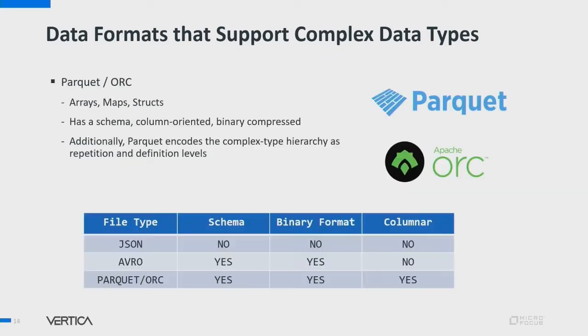And apart from row-oriented file formats, we have Parquet and Orc that are column-oriented as well that support complex data types. So they support arrays, maps, and structs or rows. And they slightly differ in the way they encode the complex metadata or the hierarchy. Parquet uses repetition and definition levels that are derived from Dremel to represent the hierarchy. Orc has another encoding mechanism. The table here essentially summarizes the features or properties of these file formats. JSON, Avro are both row-oriented. Avro has a schema and has a binary representation, and Parquet, Orc are columnar, and they have schema as well.